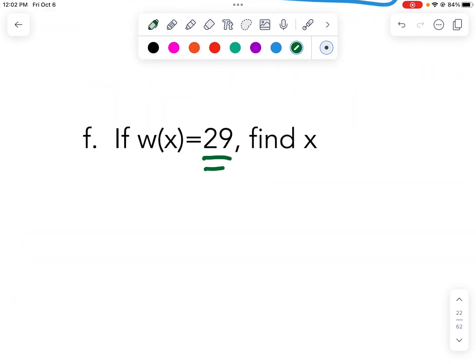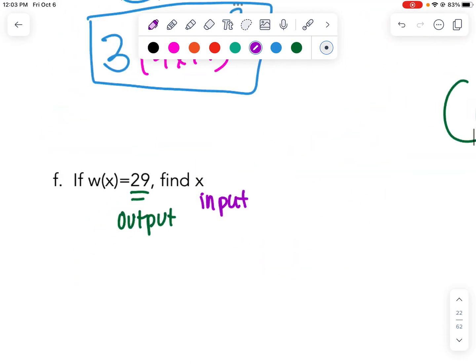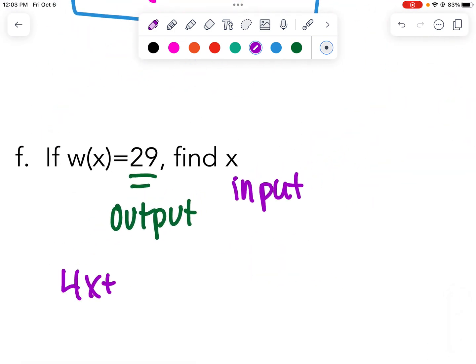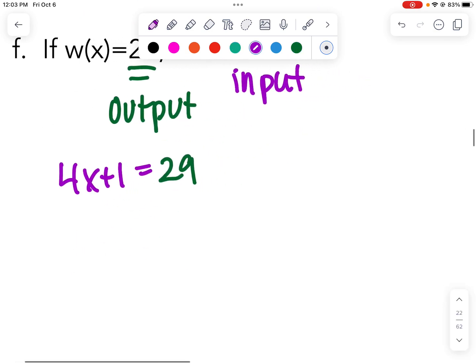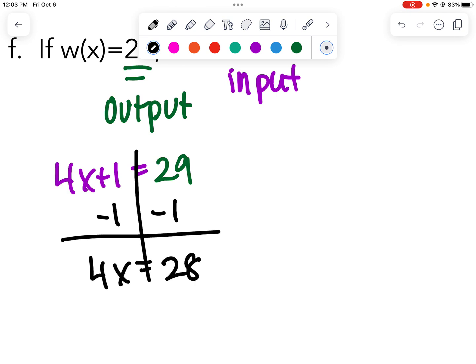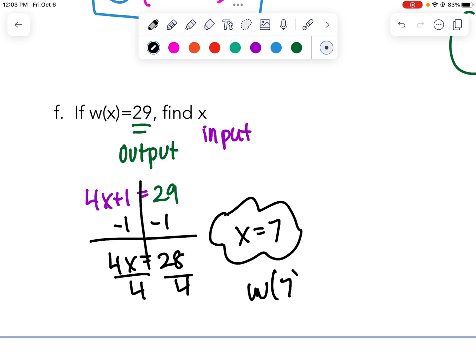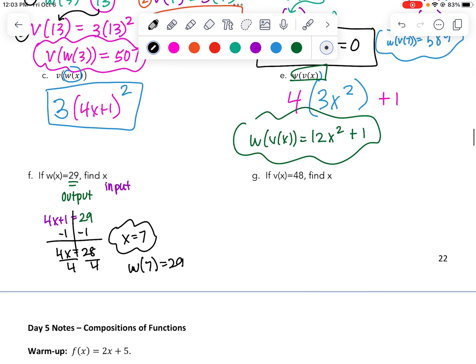And the last two, what if it gives you the output? This is the output. Can you find the input? What's the input? All right, so it's w of x. Let's look for that equation. It is 4x plus 1. So this is saying 4x plus 1 equals 29. Can you go ahead and find that answer? So then you would just solve. So if it gives you the output, you plug it in and you find the input by solving. We get 4x equals 28, divide by 4. So the input is 7. So we would say w of 7 equals 29, or the input is 7.